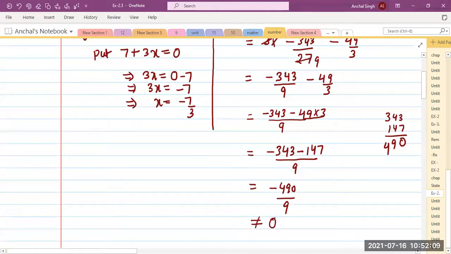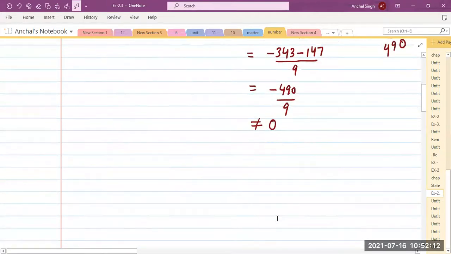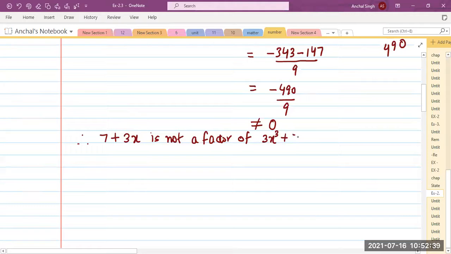Okay? So you will write the answer finally. You will write therefore 7 plus 3x is not a factor of 3x cube plus 7x. Okay. So this question was based on factor theorem.